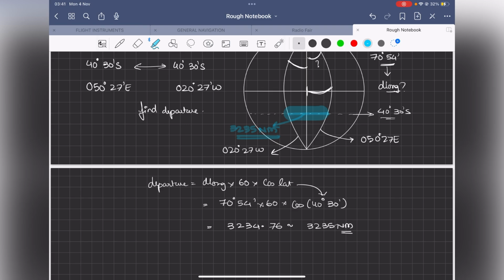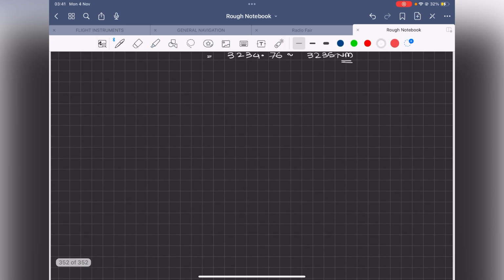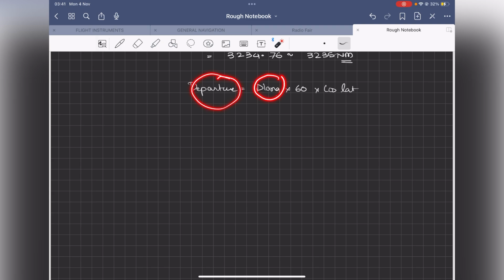Now, the models in departure are very interesting. So let me write the formula down to explain something. Departure is equal to d long into 60 into cos of latitude. So possible models that can come in departure could be any one of these. You have 3 variables: the value of your departure, the value of your d long, with 60 a constant number, and the value of your latitude. They could give you any 2 and ask you to find the third.